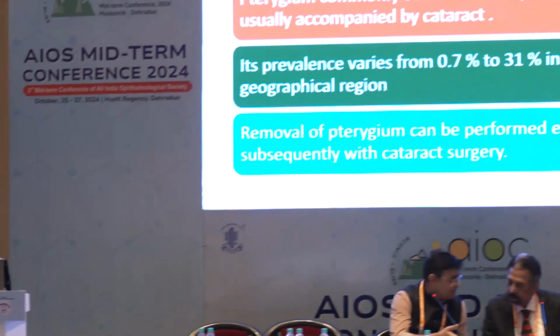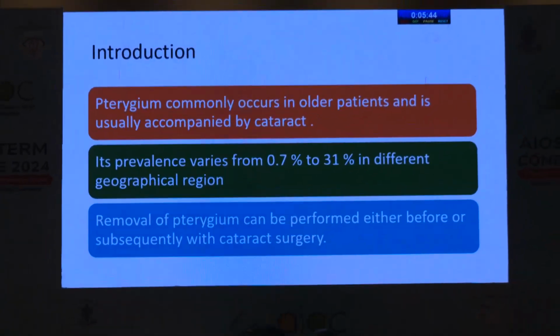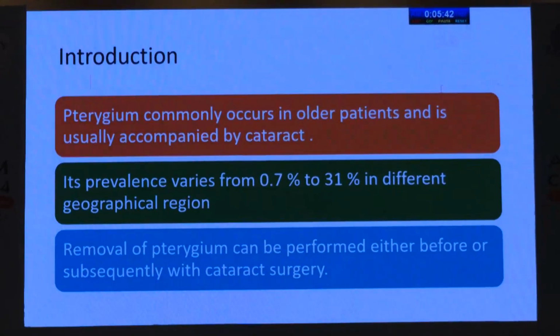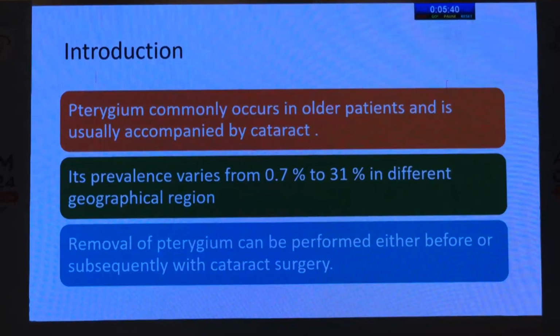So, I am speaking on management of cataract with pterygium. See, we all know pterygium commonly occurs in older patients and is usually accompanied by cataract. Its prevalence varies from 0.7% to 31% in different geographical regions. And removal of pterygium can be performed either before or subsequently with cataract surgery.